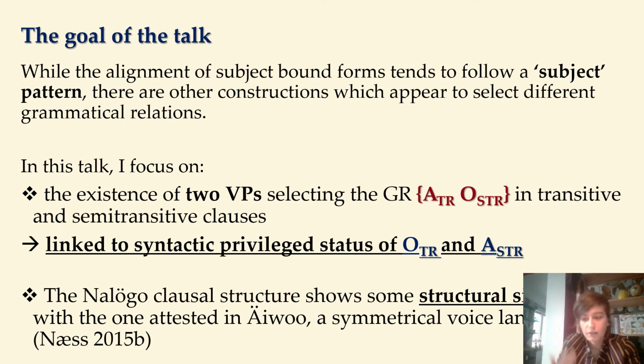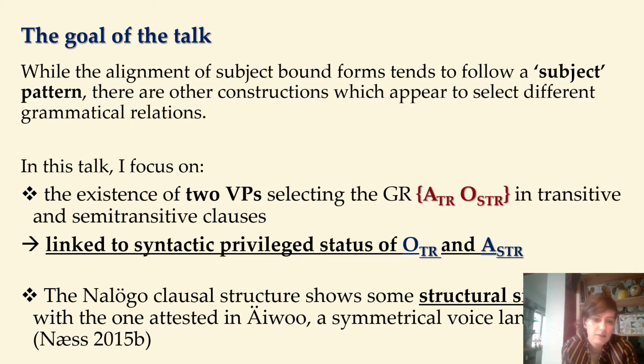So what is the goal of this talk? While the alignment of the subject-bound forms tends to follow a subject pattern, at least for all the person categories except for the third one, there are other constructions which appear to select different grammatical relations. So in this talk I focus on the existence of two verb phrases, selecting the transitive agent and the semitransitive object in transitive and semitransitive clauses respectively.